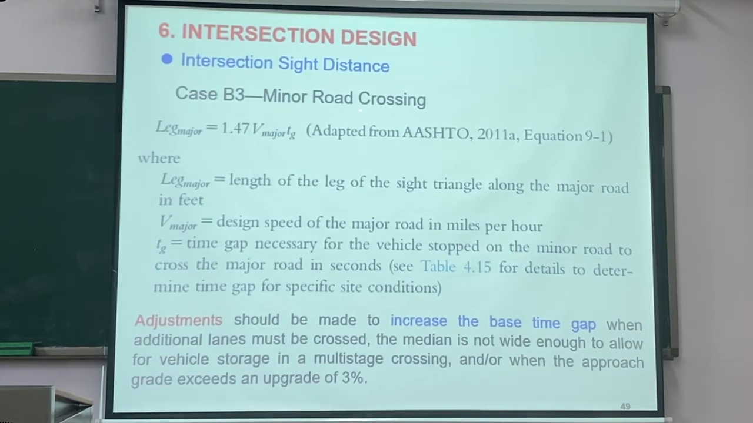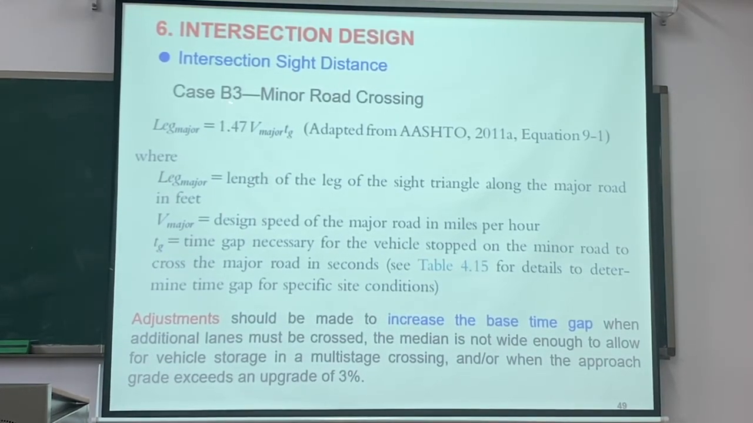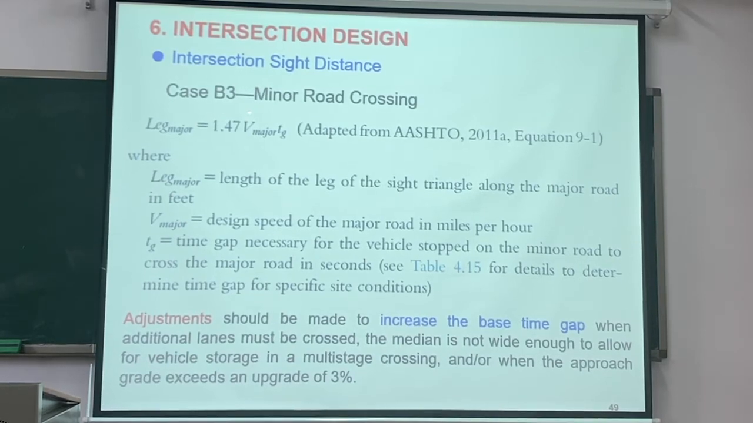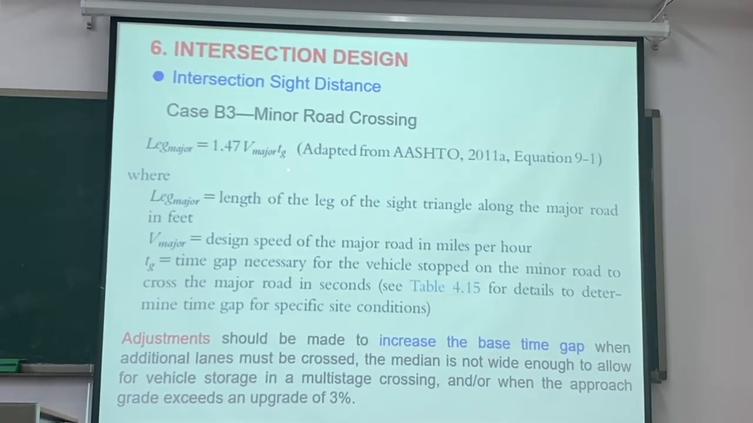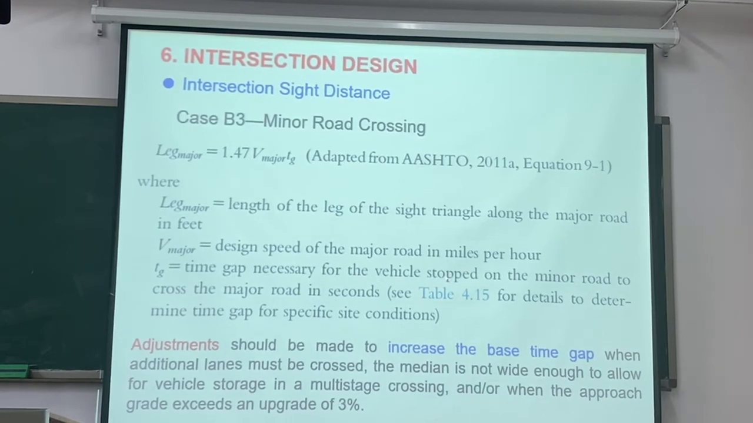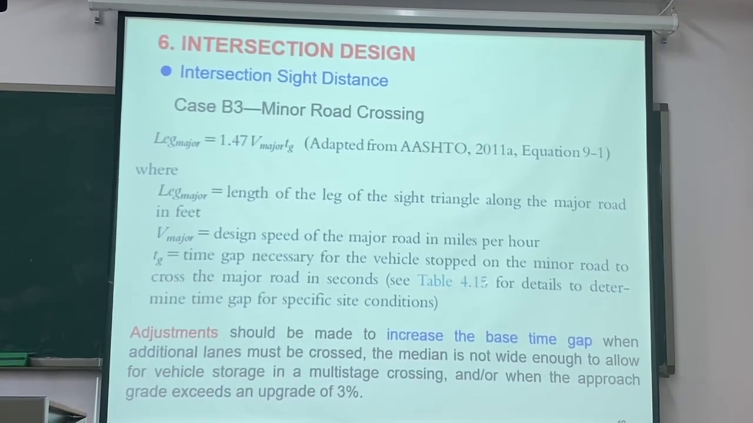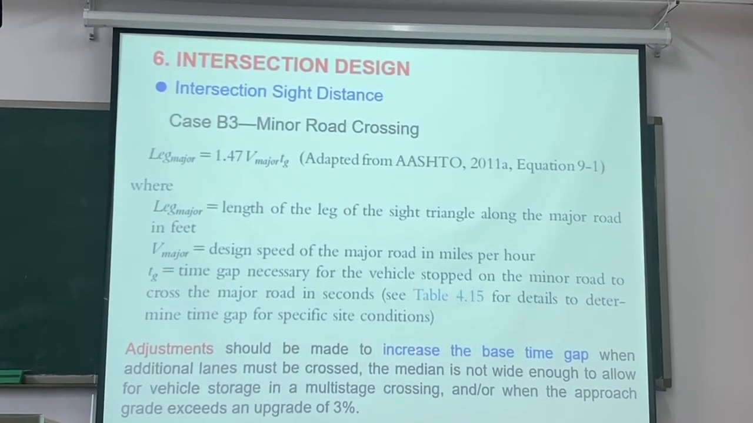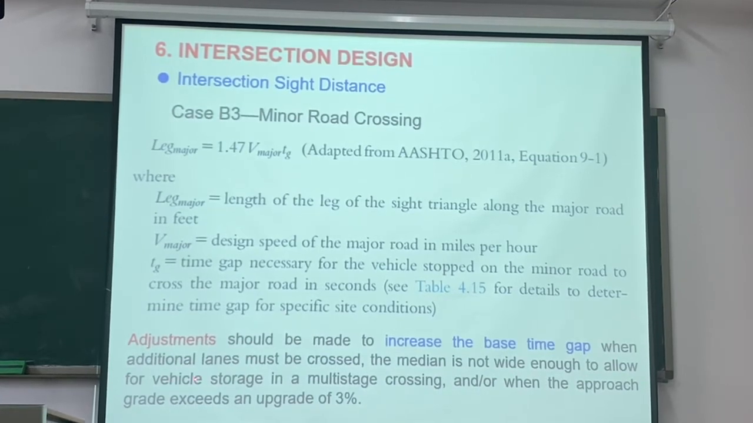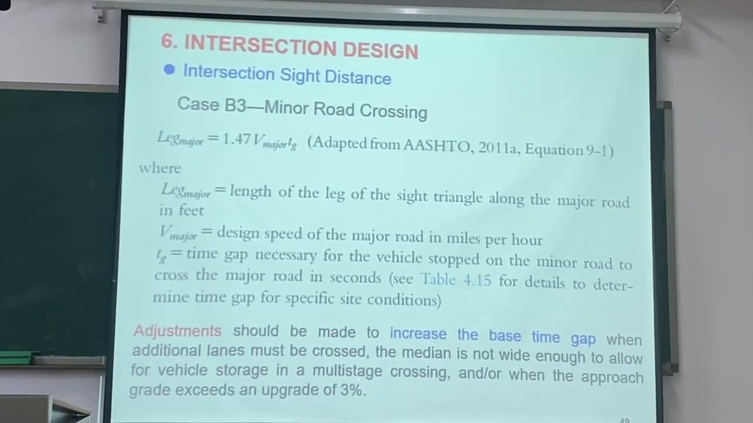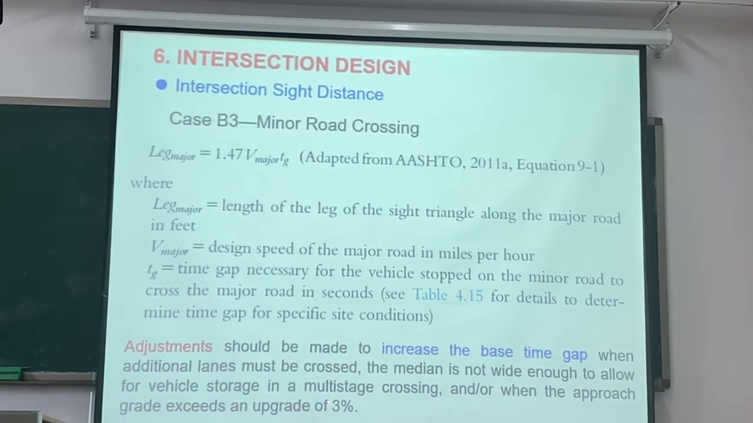And for minor road crossing, it is V major and TG. So for different cases, V1, 2, 3, the TG is different. The gap necessary for the vehicle stopped on the minor road to cross is in this table, 4.15. Adjustment should be made to increase the base time gap when additional lanes must be crossed, the median is not wide enough to allow for vehicle storage in a multi-stage crossing, and or when the approach grade exists as an upgrade of 3%.